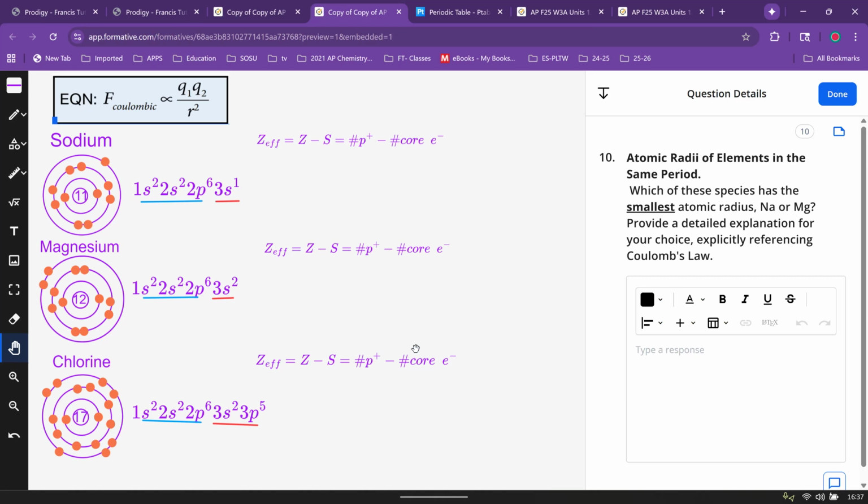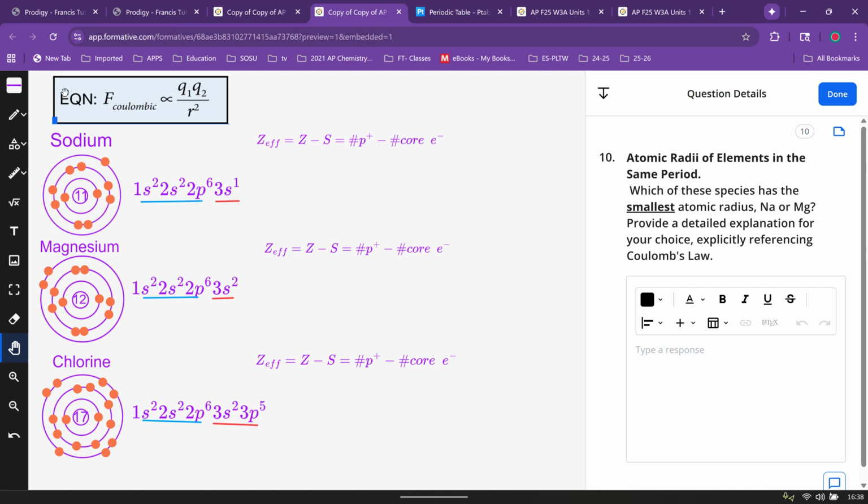So it says, which of these species has the smallest atomic radius, sodium or magnesium? And then provide a detailed explanation for your choice, explicitly referencing Coulomb's law. Now, in my picture here, I am showing not only sodium and magnesium, but I'm also showing chlorine to help further the explanation. Not that you need to mention chlorine in your explanation.